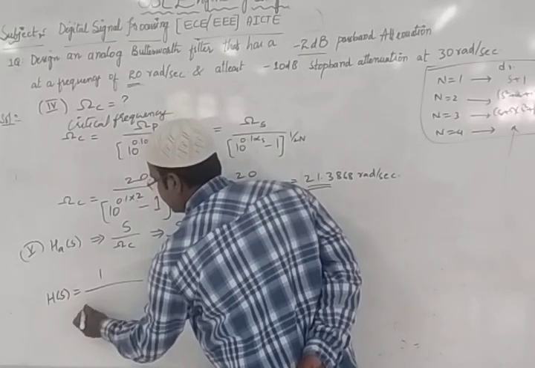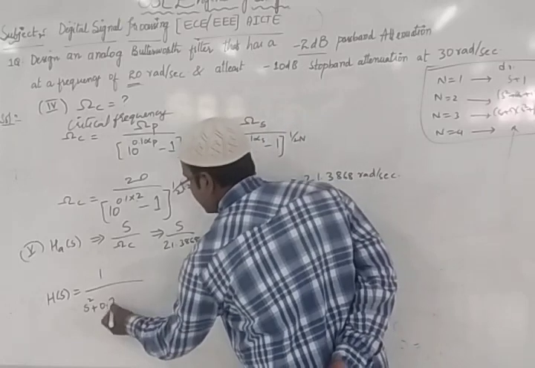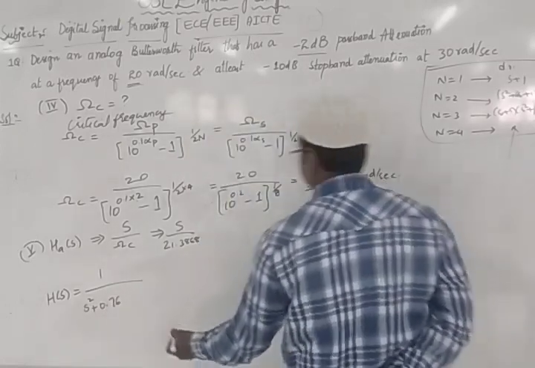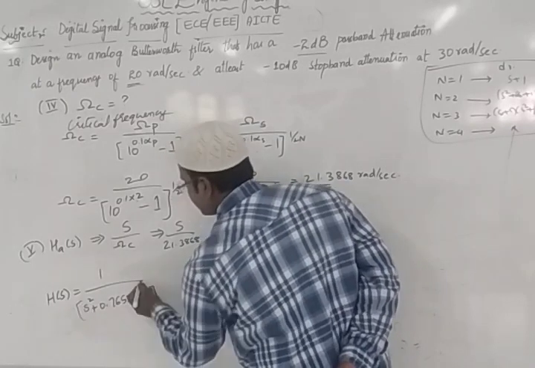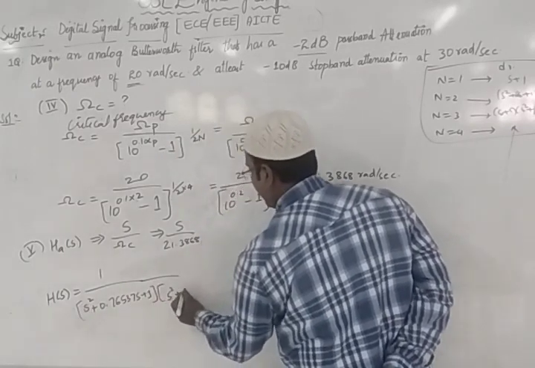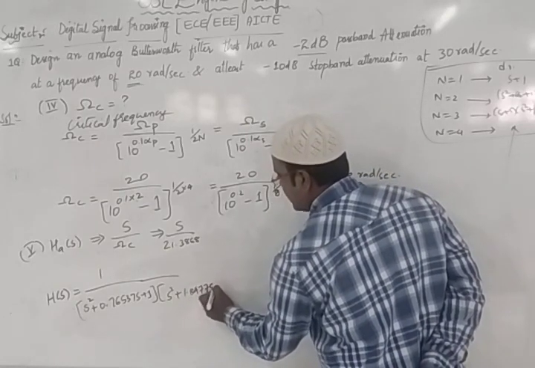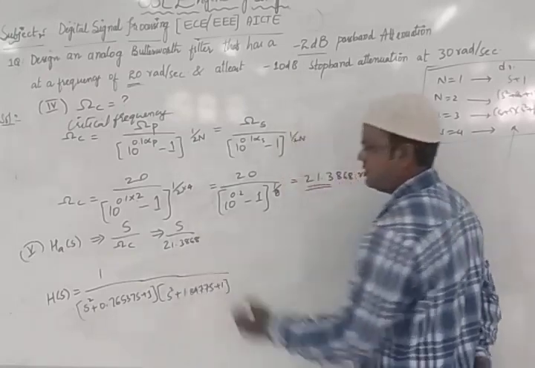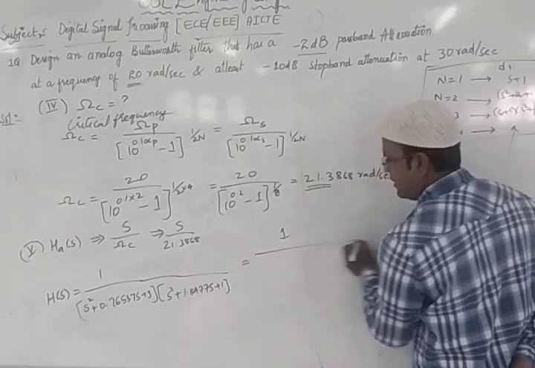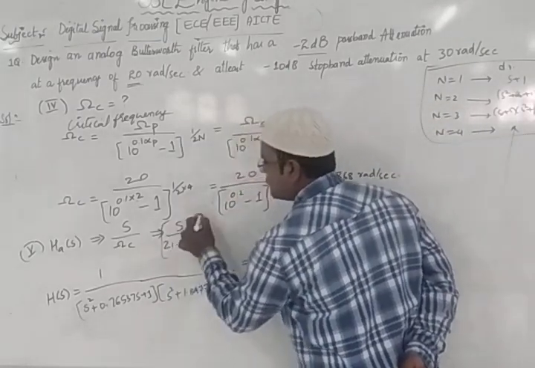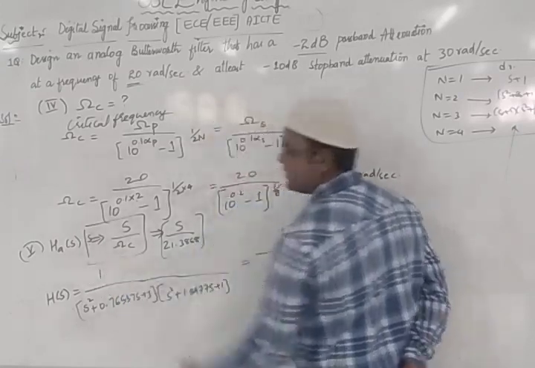What is H of S we have? 1 by S square plus 0.76537 of S plus 1, into S square plus 1.8477 of S plus 1. This is our transfer function, students. So we are putting in the values. If I put the value, what will I get? 1 by, what is this S now? S is written in this form. So whatever S is there, we are replacing it by this particular factor.